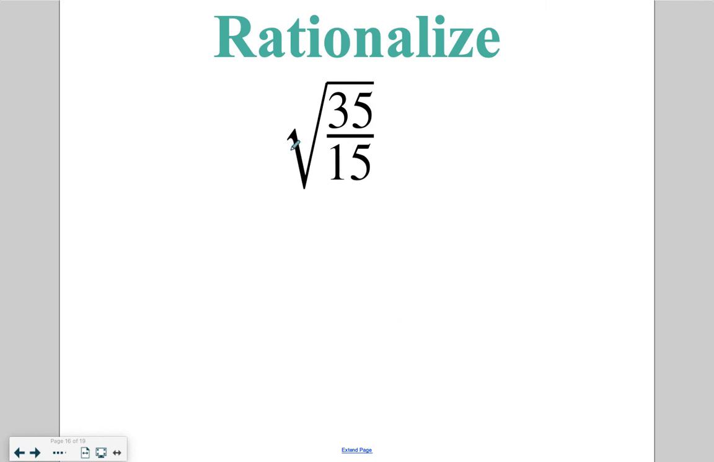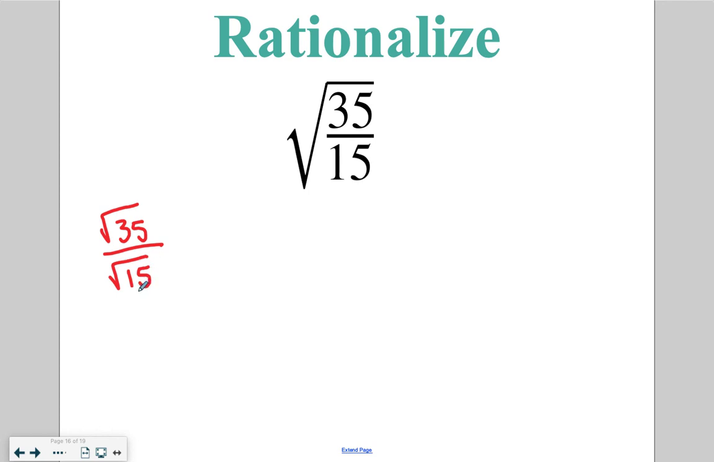Now we're going to talk about what we can do to rationalize a denominator, so to get a square root out of the bottom. So if I split this up, I'm going to end up with square root of 35 over square root of 15. 15 is not one of my perfect squares, so I have to do something to get this out of the denominator.